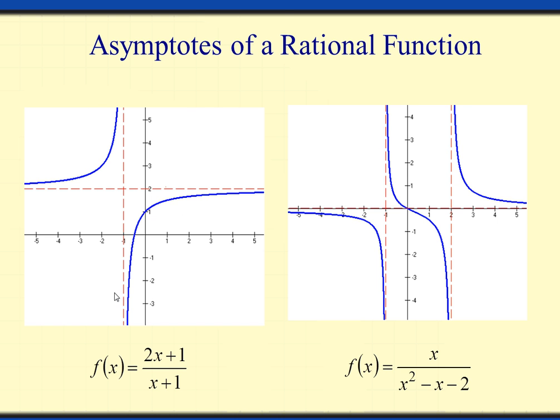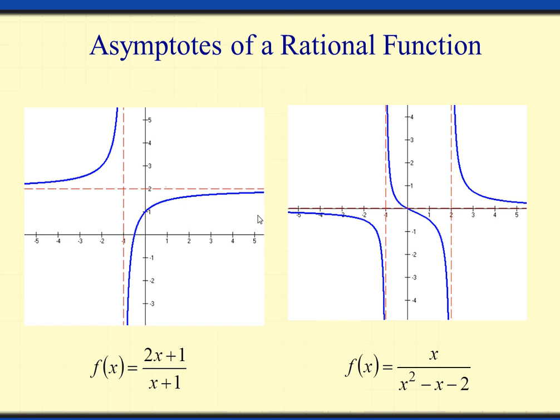Remember, these red dashed lines are not really part of the graph. They're guidelines called asymptotes. So this is a vertical asymptote. This is a horizontal asymptote. And in a few minutes, we'll be able to look at this function definition and decide what the asymptotes would have been.